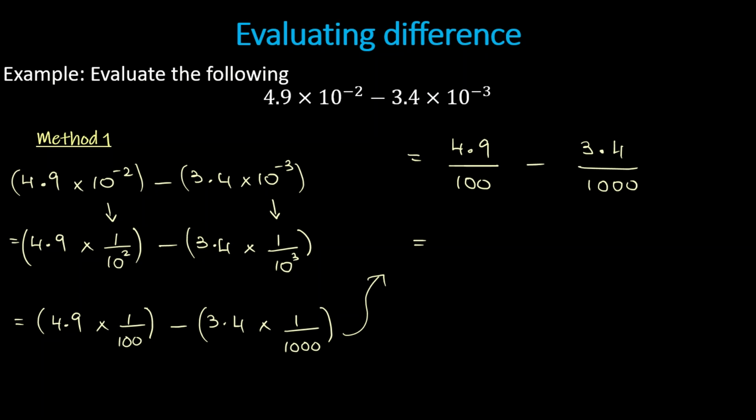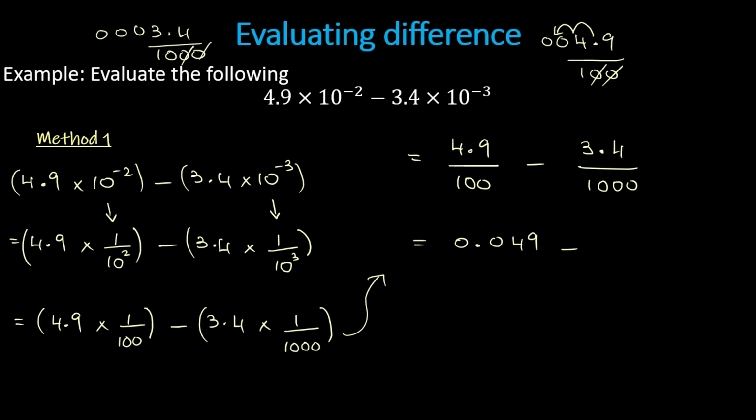Right? 4.9 over 100. I include some zeros to the left, then I will move the decimal 2 decimal places, 1, 2. So it is 0.049 minus the second one, 3.4 divided by 1000. Let me include some zeros, 1, 2, 3. So this is 0.0034.